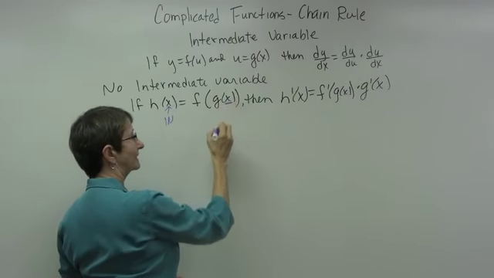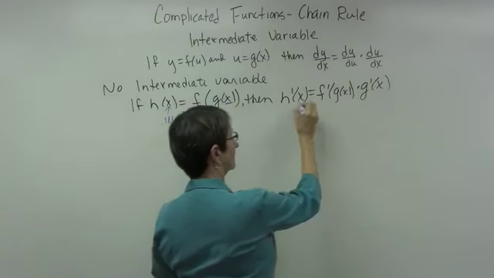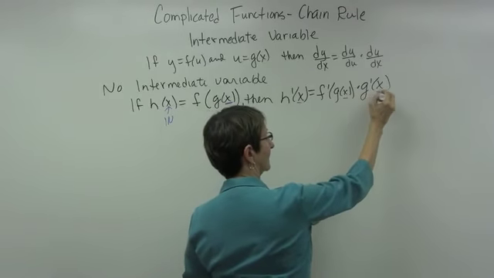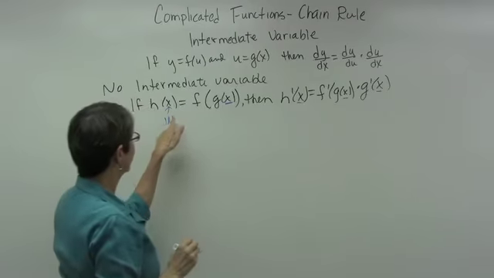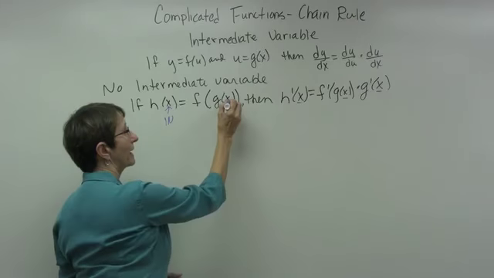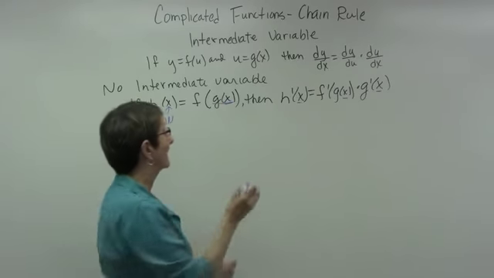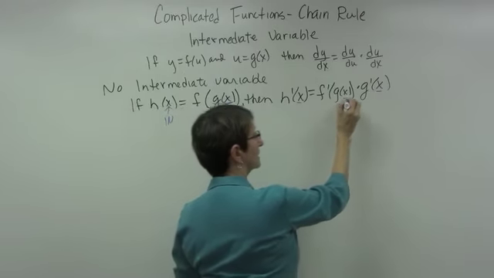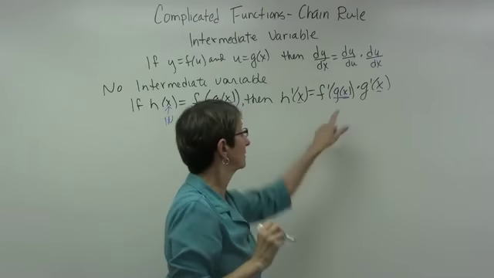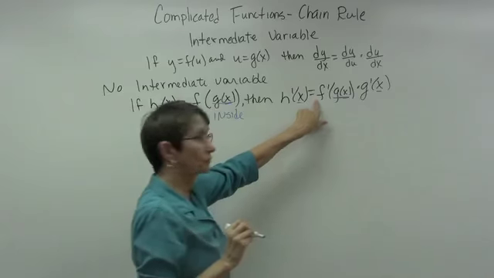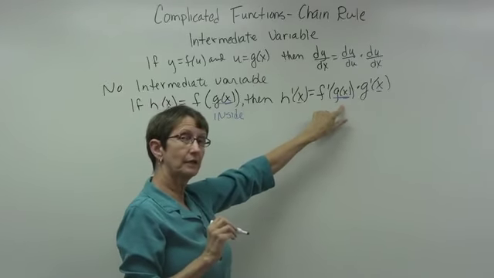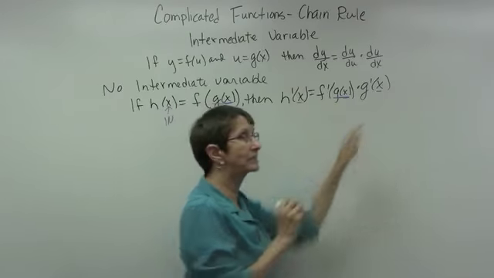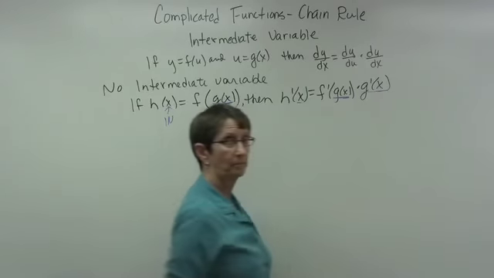So here I have my inside x. The x pairs with my g function. G of x is the inside function. When I take the derivative of the outside, the inside doesn't change. I multiply times the derivative of the inside.